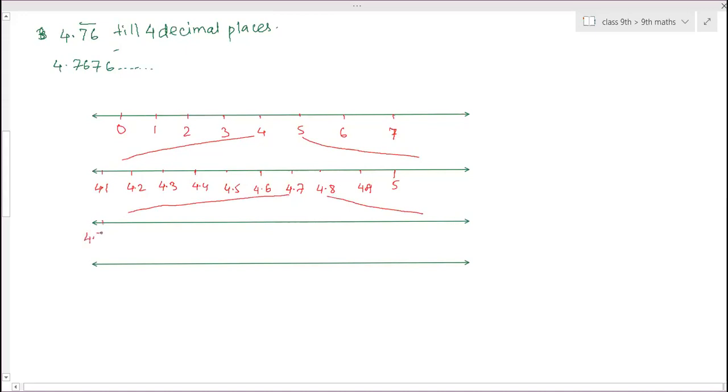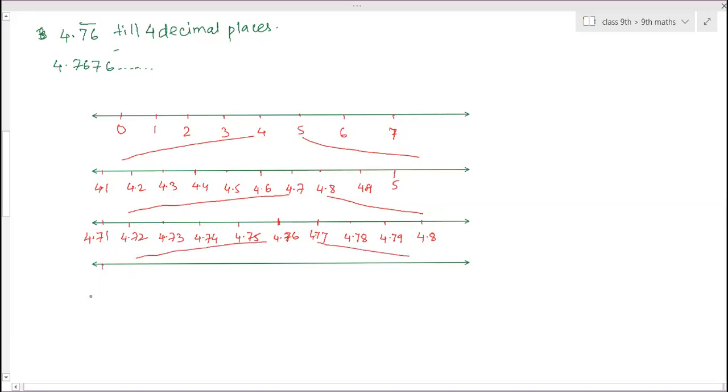The next numbers start from 4.71, 4.72, 4.73, 4.74, 4.75, 4.76, 4.77, 4.78, 4.79 and 4.8. So we got 4.76, but after 76, 7 is there again. That means the part between 4.76 and 4.77 we have to magnify further.